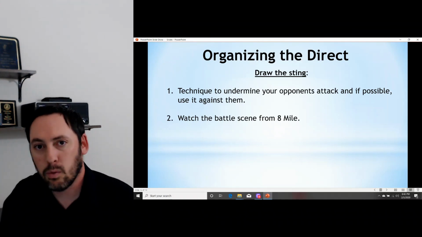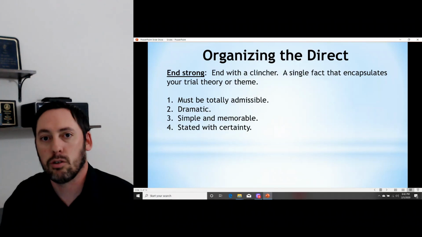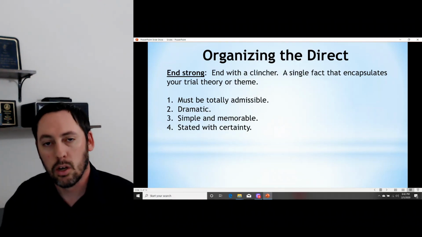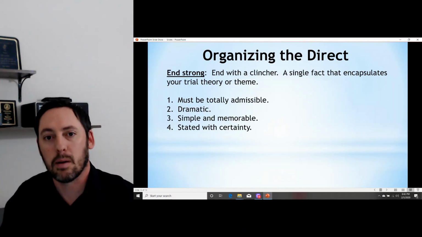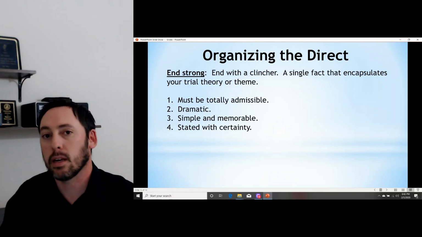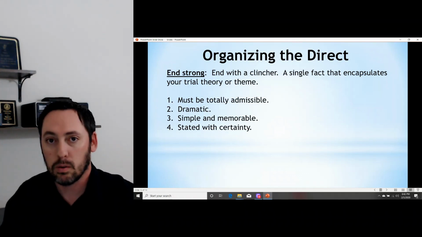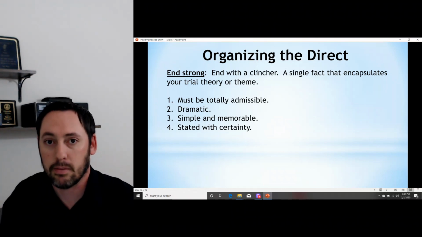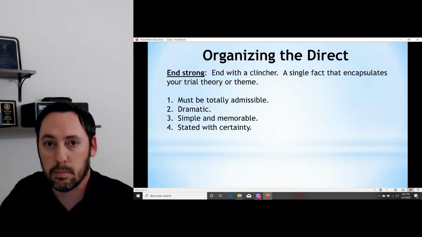And finally, when you get to the end of your direct examination, you always want to end strong. You want to leave the jury with something memorable, but make sure that it's admissible. The worst thing you could do is try to bring some hearsay in at the end that sounds cool, but it's never coming into evidence. Makes you look stupid and it screws up your flow.